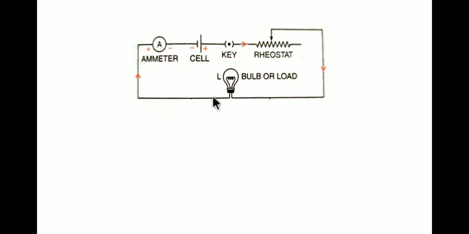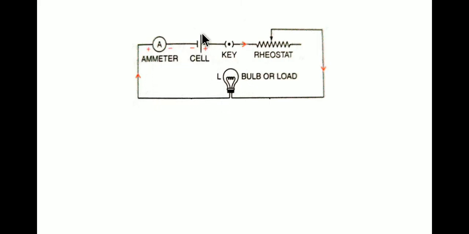Here we can see there are some electric components used in order to make this circuit complete. All right, so here we can see an ammeter, a cell, the source of the current, and a key. Over here a key is used instead of a switch. You can apply the switch also. Then there is a rheostat with the variable resistance. Then the load is there, that is the bulb, and again it returns back to the ammeter.